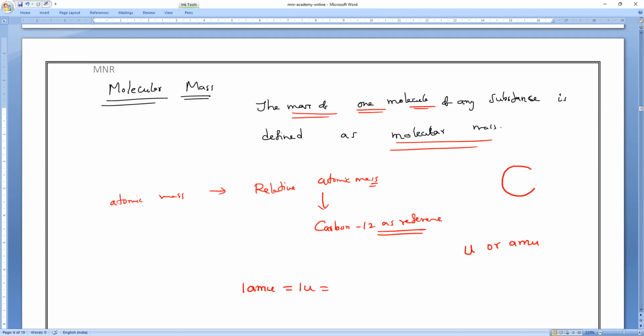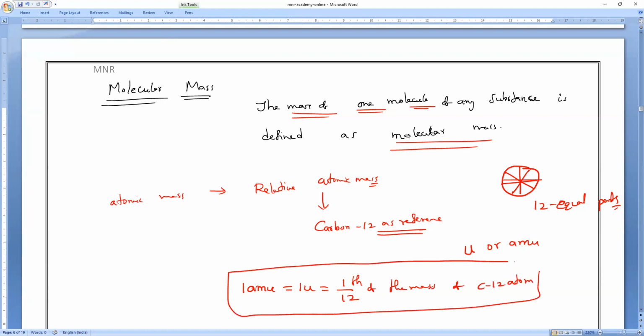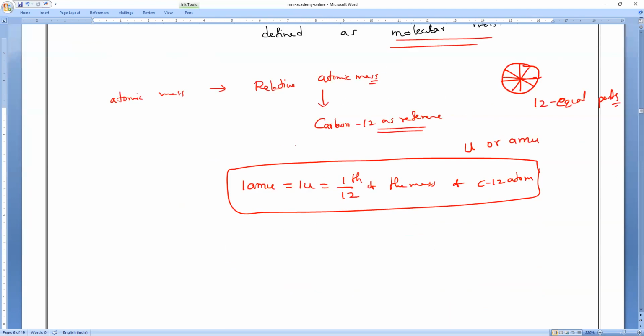If I take one carbon atom and cut it into how many equal parts? 12 equal parts. The mass of one part of the carbon 12 atom is equal to 1 AMU. Am I right, everybody? 1 by 12th of the mass of a C12 atom is equal to 1 AMU. So if I cut the carbon atom into 12 equal pieces, the mass of one piece is equal to 1 AMU. Do you understand, Prithvi?